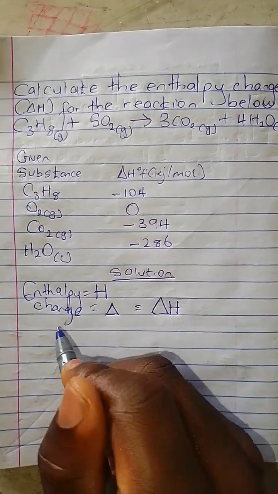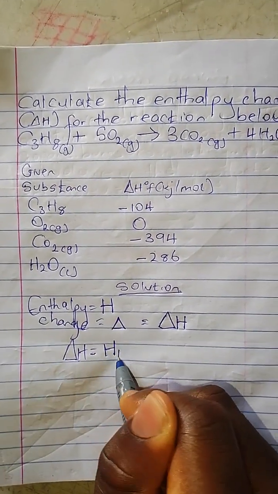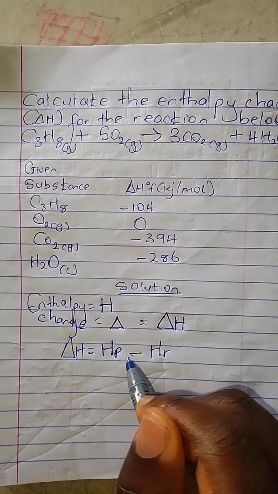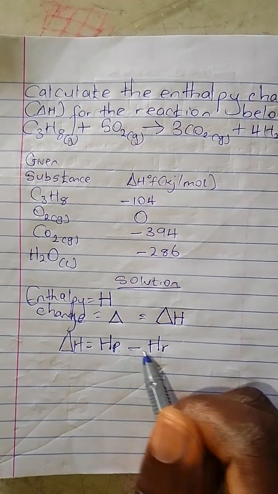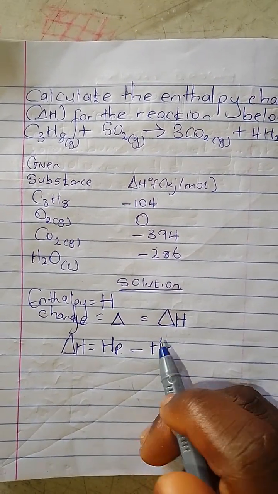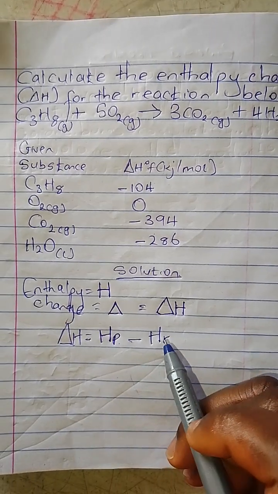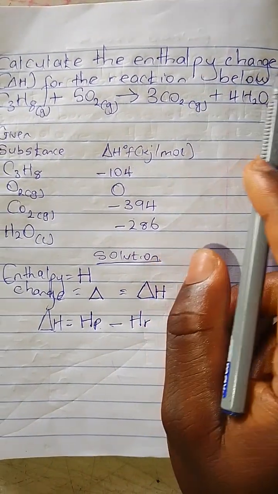And the formula for delta H is given by the heat of product minus the heat of reactant. P means product, R means reactant, and the capital letter H is the heat. So we have the heat of product minus the heat of reactant. This is the formula for finding enthalpy change.